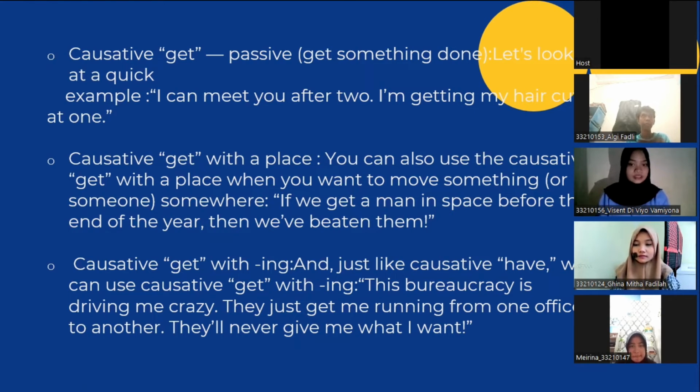And just like causative have, we can use causative get with ing. And the sentence could be like, this bureaucracy is driving me crazy. They just get me running from one office to another. They will never give me what I want.